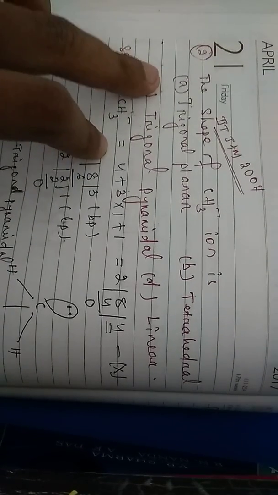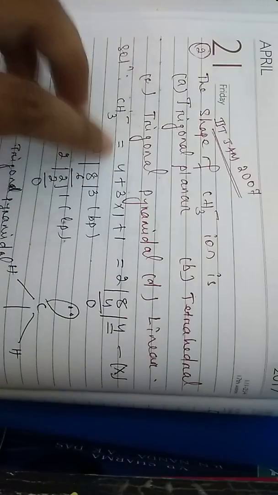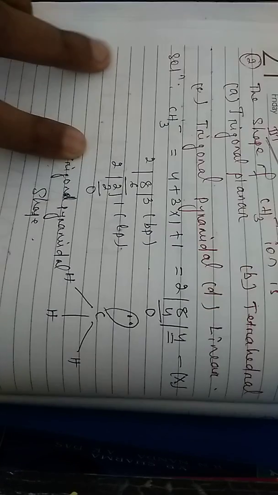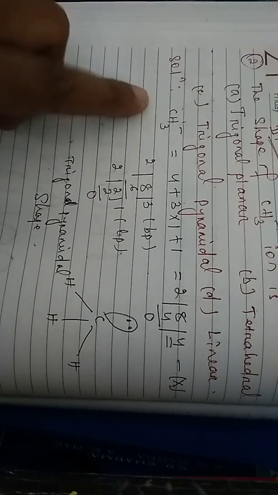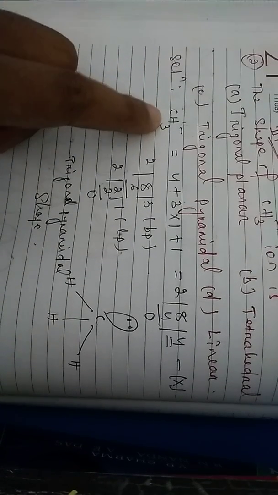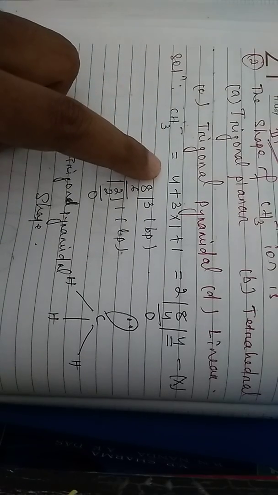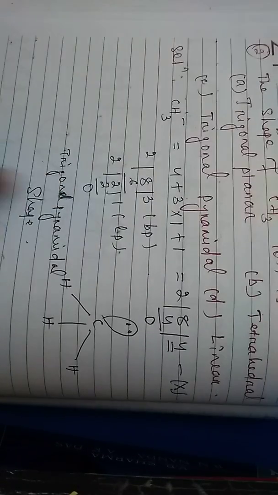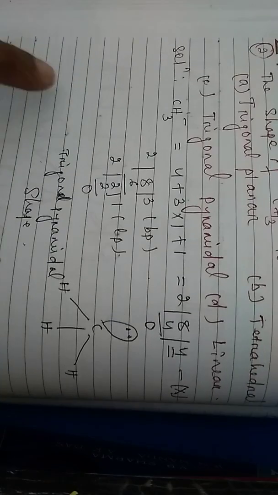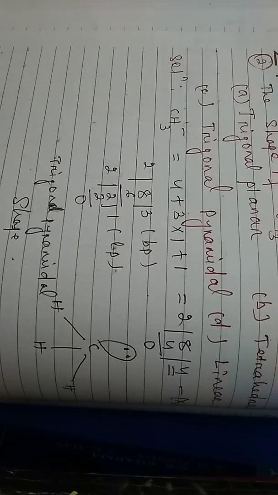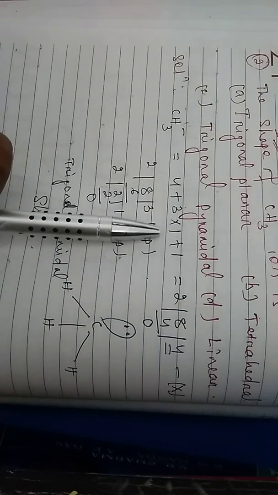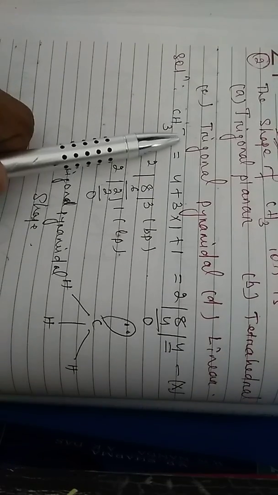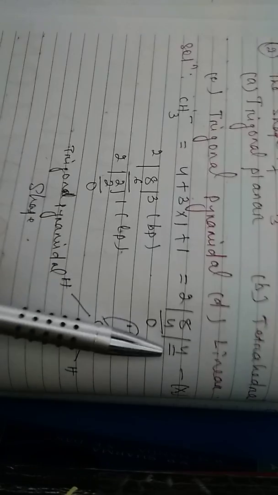Here the options are: first option is trigonal planar, second option is tetrahedral, third option is trigonal pyramidal, fourth option is linear. So here the solution: how many valence electrons are there in CH3 minus ion? We all know there are 4 valence electrons present in carbon. Again there are 3 hydrogen atoms, and the valence electrons present in a hydrogen atom is 1. So 3 into 1 is equal to 3. There is a negative charge, so I write down 1. So the total number of valence electrons is equal to 8.